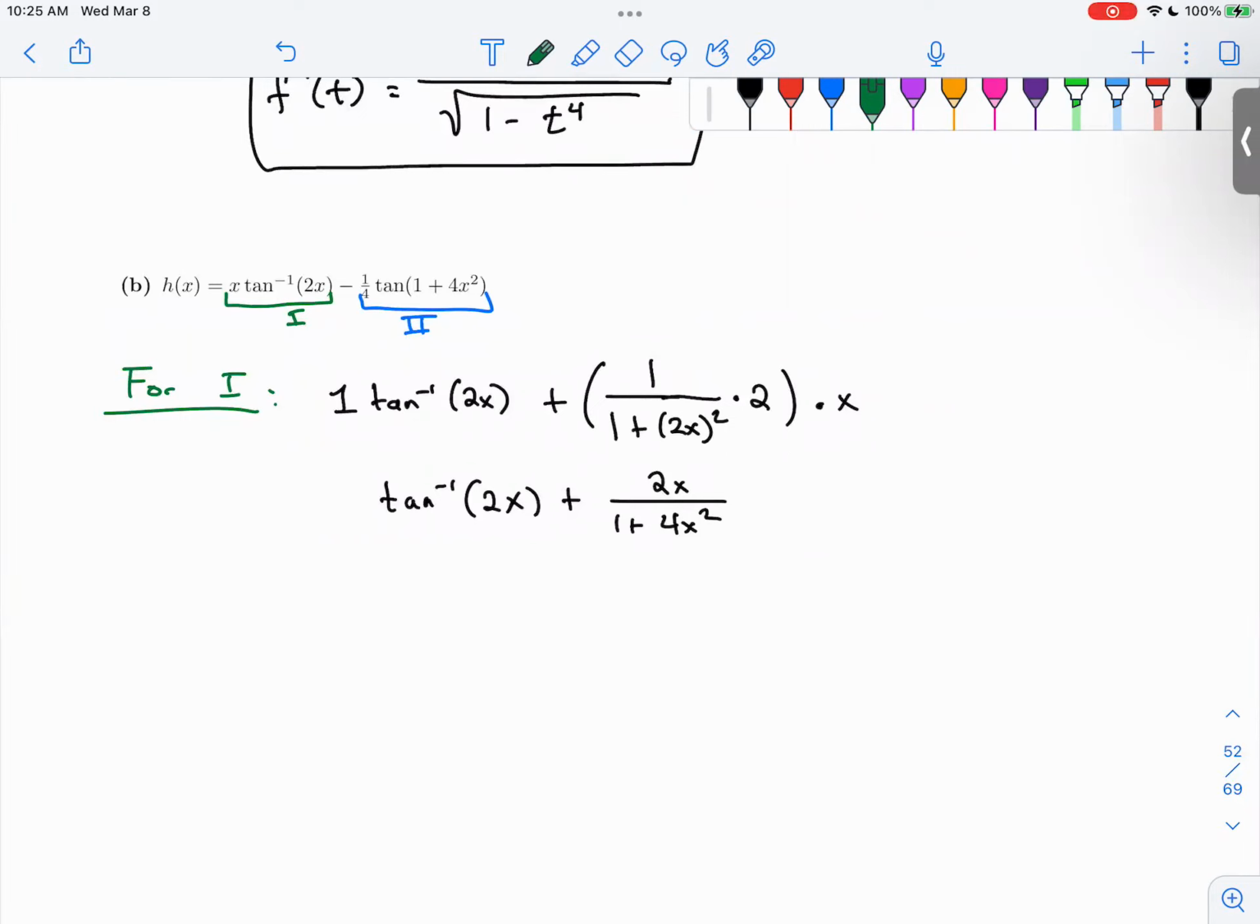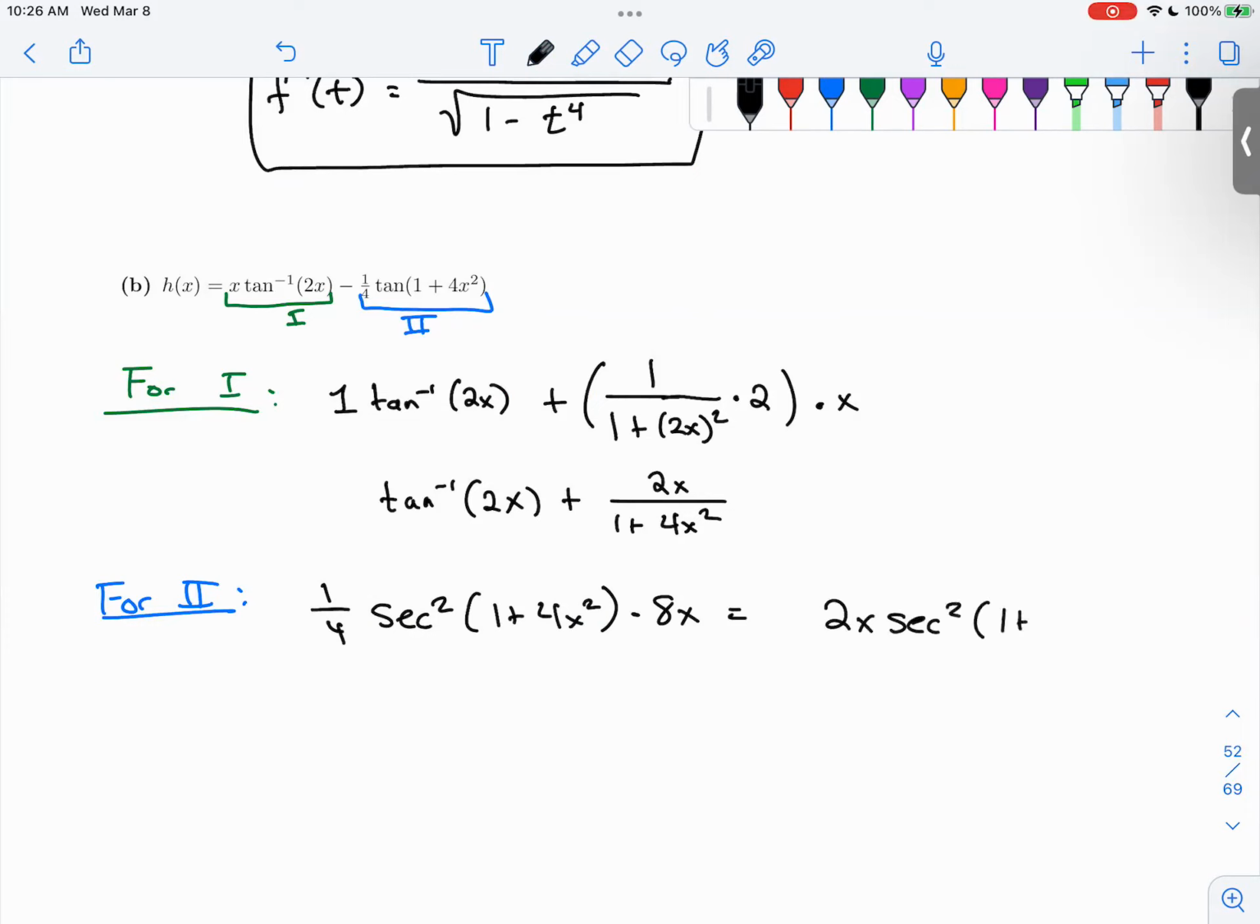Part two is not an inverse trig function. So this one is just going to be a chain rule. The derivative of tangent is secant squared. So this will be 1/4 secant squared of 1 plus 4x squared times the derivative of that, which would be 8x, the derivative of the inside. So that's going to be, just writing it pretty, 2x secant squared of 1 plus 4x squared.